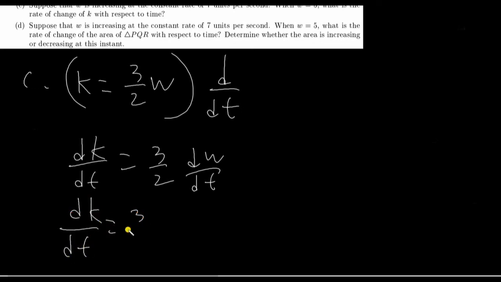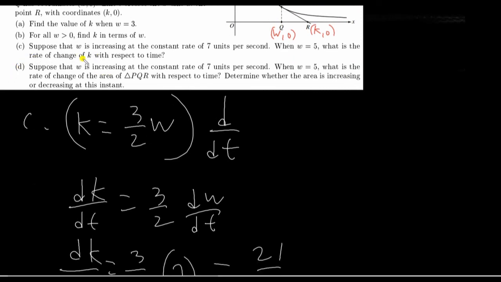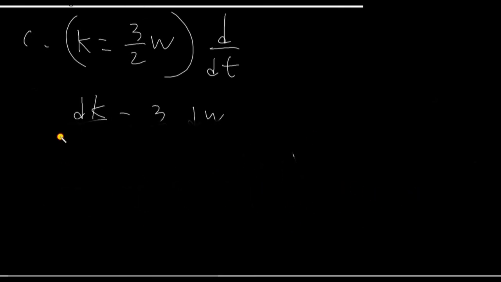Equal to 3 over 2 times 7, which is 21 over 2. And that's what they wanted, right? When w equals 5, what is the rate of change of k with respect to time? Well, when dw dt is 7, like they said, this is dk dt, the rate of change of the variable k with respect to time. That was just a little quick 1-point question, right? And then now let's look at the final part, part D, which is quite challenging in my opinion.